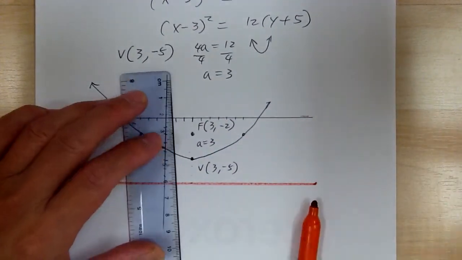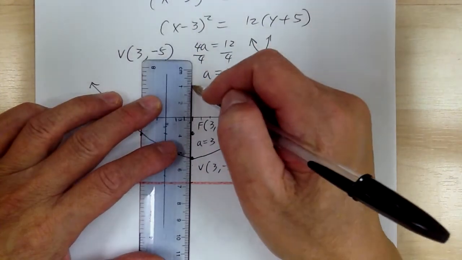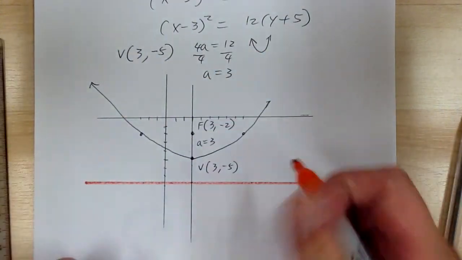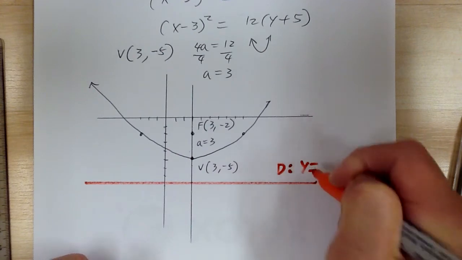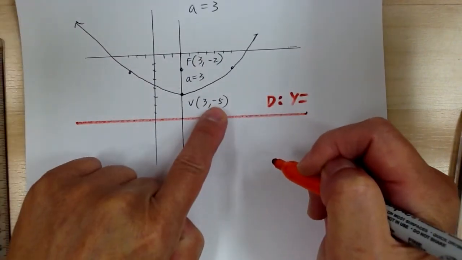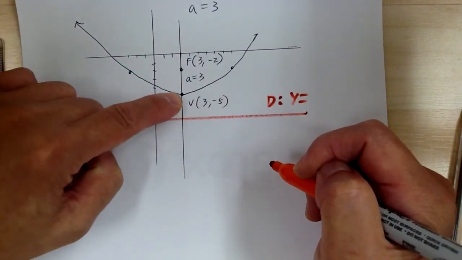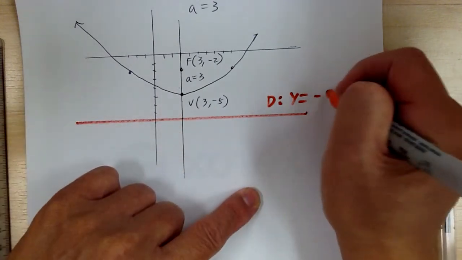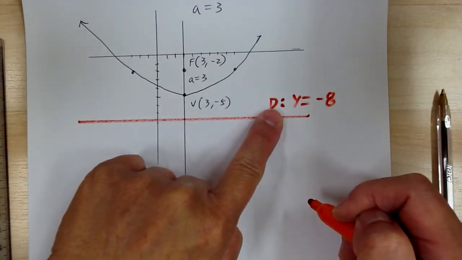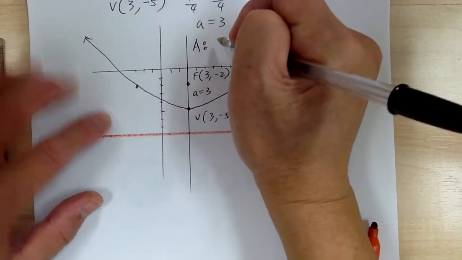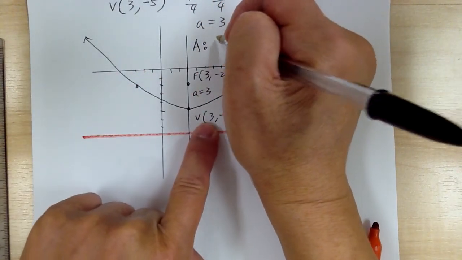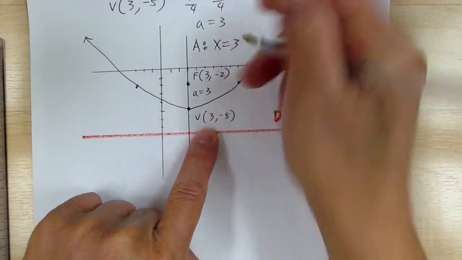Okay, so the directrix would be y equal to. Now this is -5, and you go down 3, you're going to get -8. Okay, and the axis goes through this one here, so it'd be x equal to 3. See that it goes through.